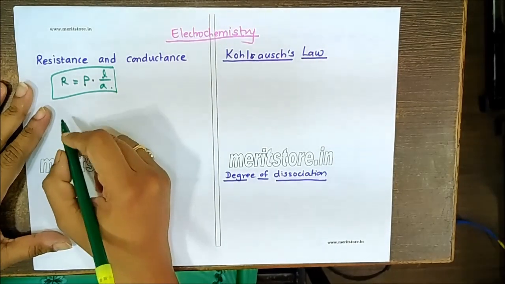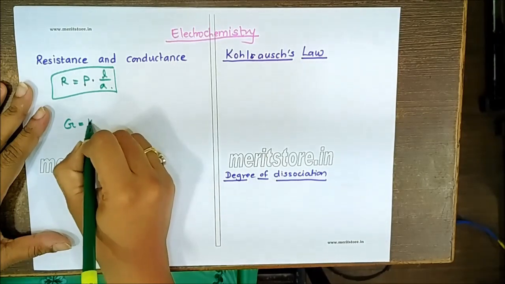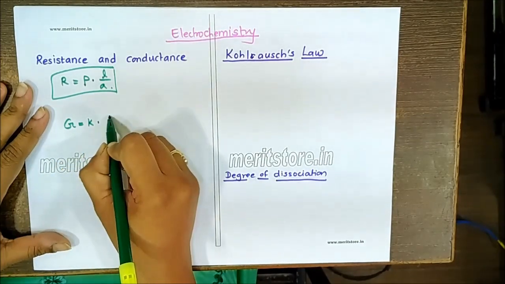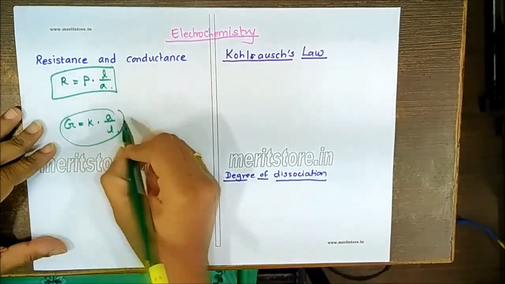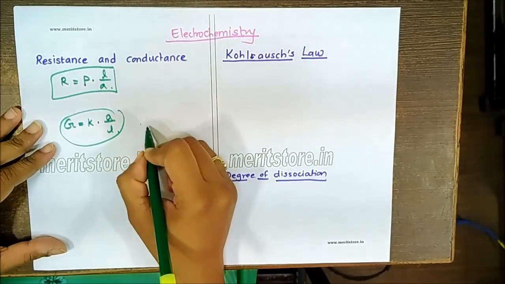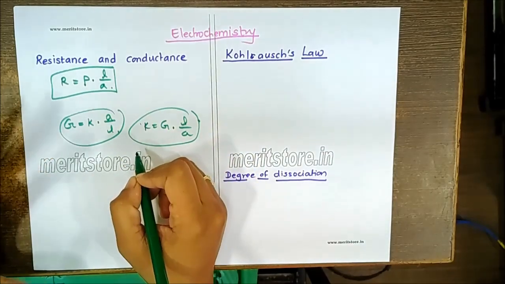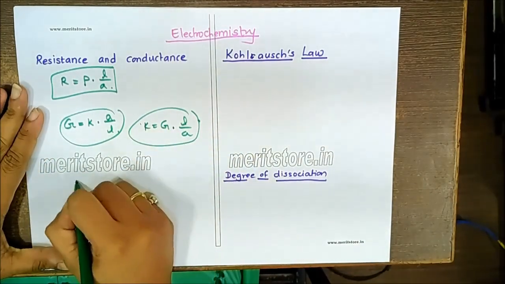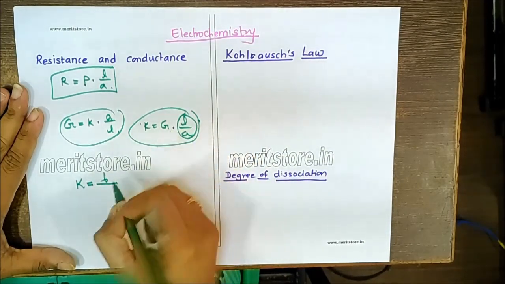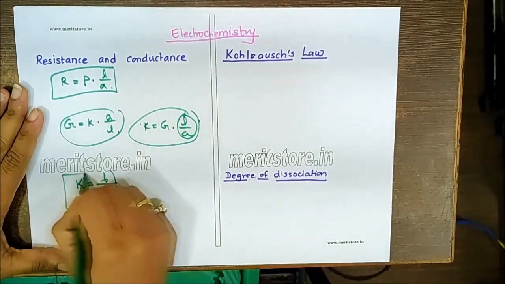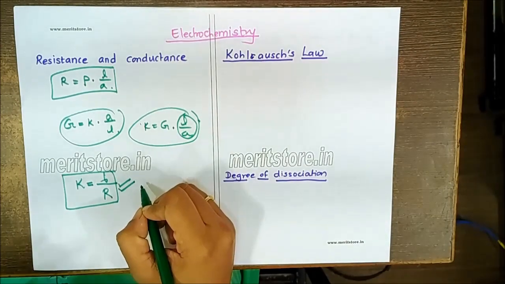So in case of the conductance, G will be equal to the conductivity K multiplied by A upon L. So we can say this formula is nothing but conductivity if you calculate: K is equal to G into L upon A. Now while doing the calculations, we have to remember that L upon A is called the cell constant, and G is inversely proportional to the resistance. This formula is very important from the MCQ point of view while calculating.